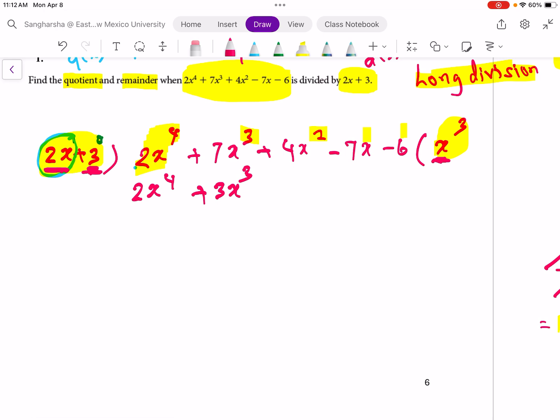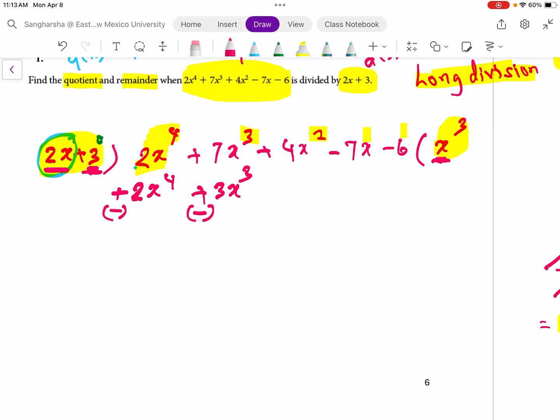That's the next step. Now we subtract our first row and second row. For that, we change the sign of each term in the second row. What is the sign of this first term? It's positive, right? So we change it into negative. And the sign of this 3x cubed is positive, so we change it into negative. If you have positive, you change to negative.